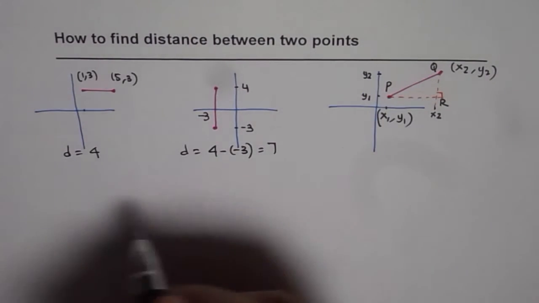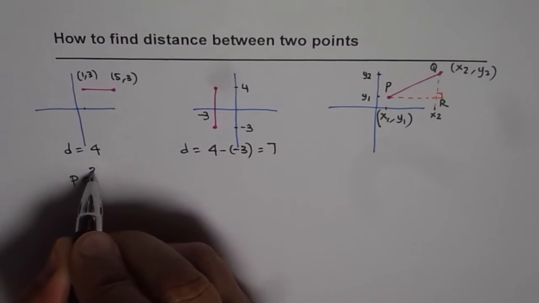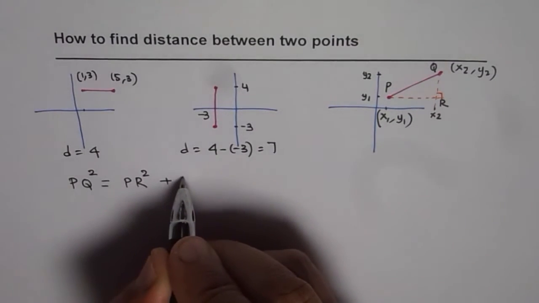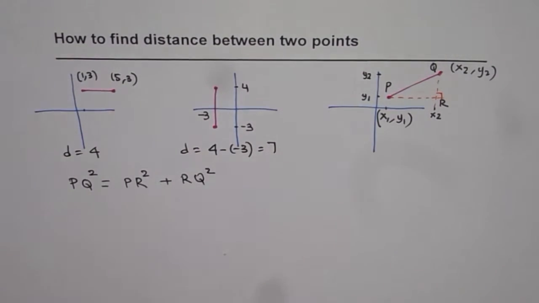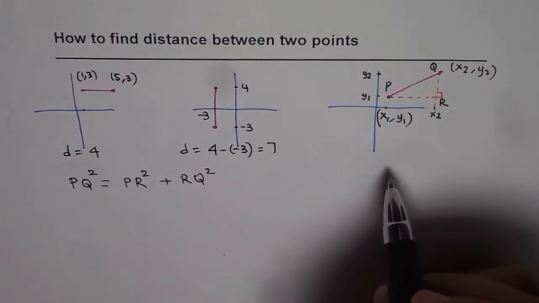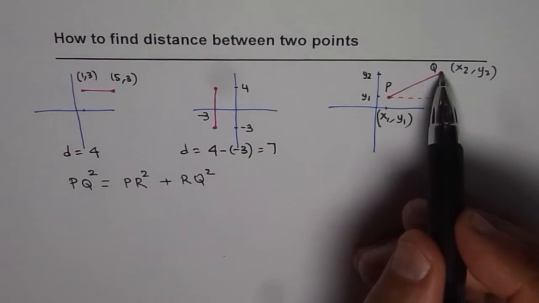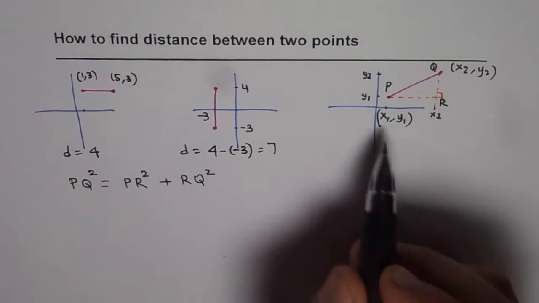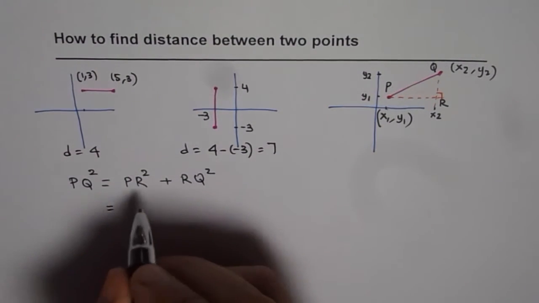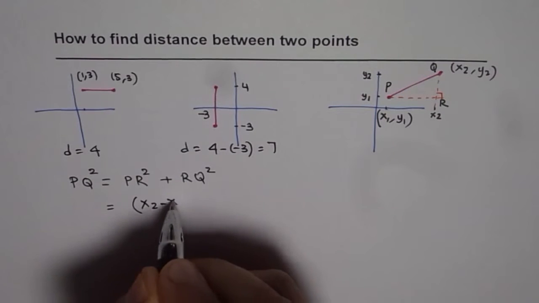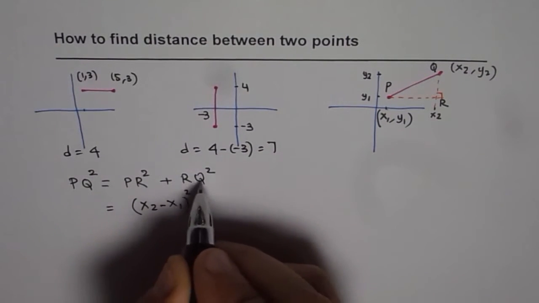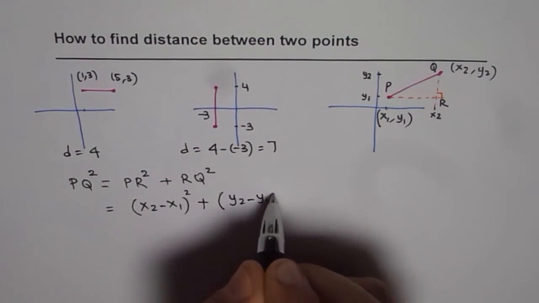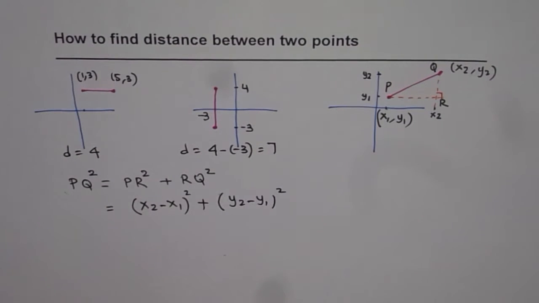So that is to say that PQ square should be equal to PR square plus RQ square, right? So that is the Pythagorean theorem since we have a right triangle here. Now PQ is the distance which we want, right? So what is PR? P to R is difference in x values. So basically PR square will be x2 minus x1 whole square. And what is RQ? RQ is difference in y values. So we get this as y2 minus y1 whole square. So that is PQ square, right?